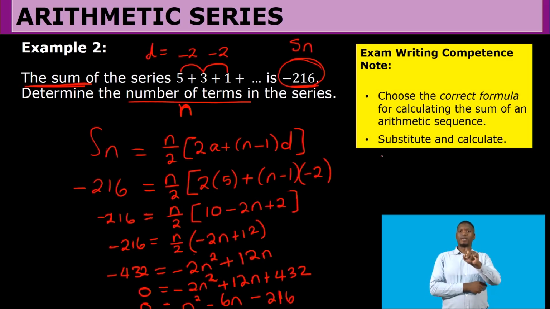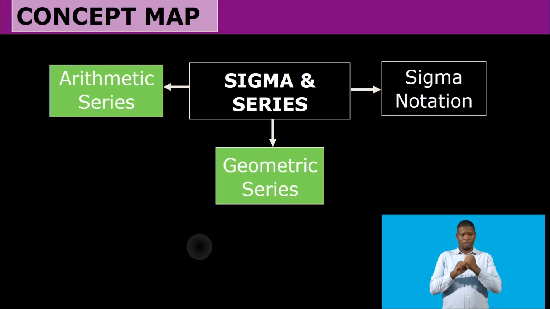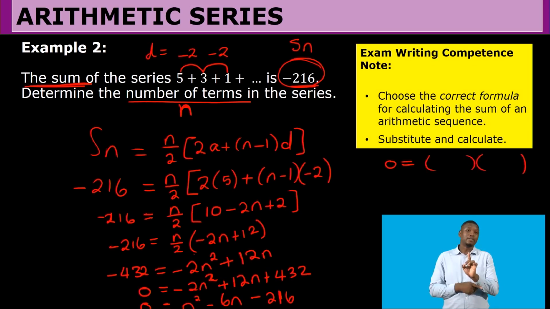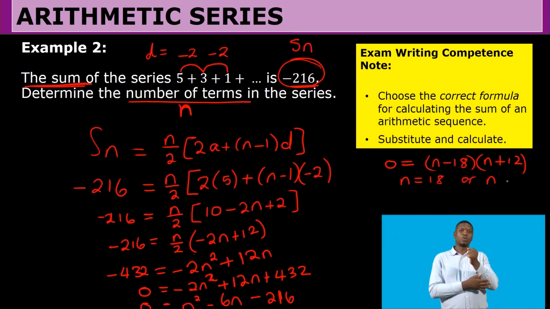Of course, you can factorize it the way you are used to factorizing a quadratic, and the factors that we are going to have here are (n minus 18) and (n plus 12). That gives us two values for n. n is equal to a positive 18 or n is equal to a negative 12. And of course, we know that when it comes to our values of n, or our term numbers, we need to choose that positive value of n. Therefore, n cannot be the negative 12, but it is that 18. And that is when it comes to arithmetic series.